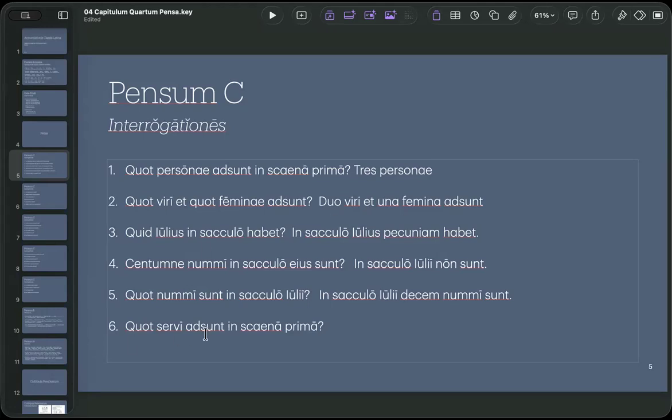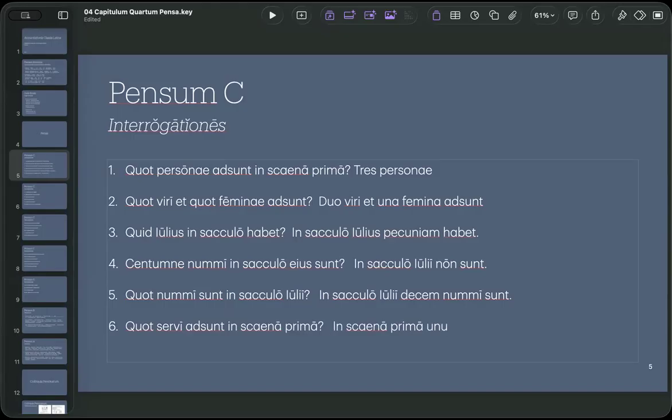Quot servi adsunt in scena prima? Quot servi? In scena prima adsunt unum servum. Okay, very good. In scena prima, una.